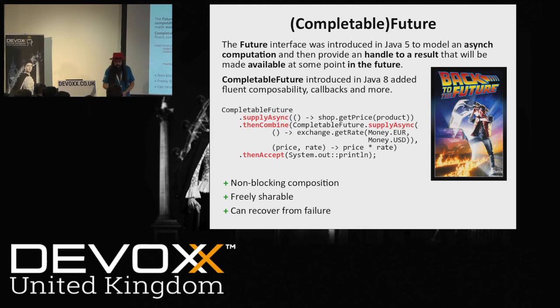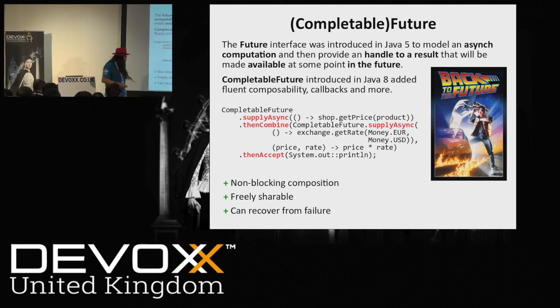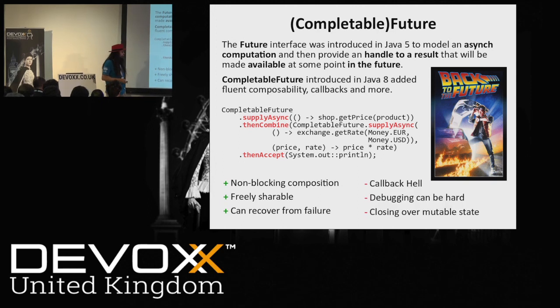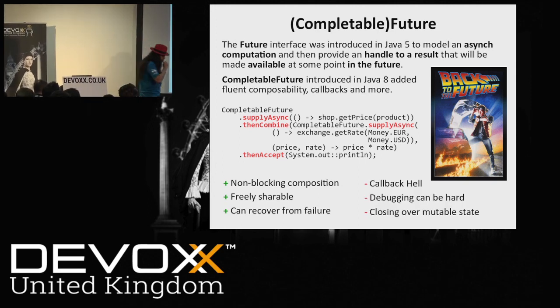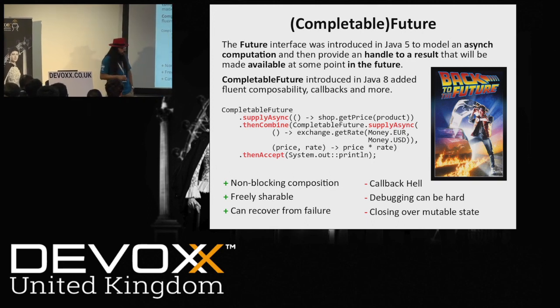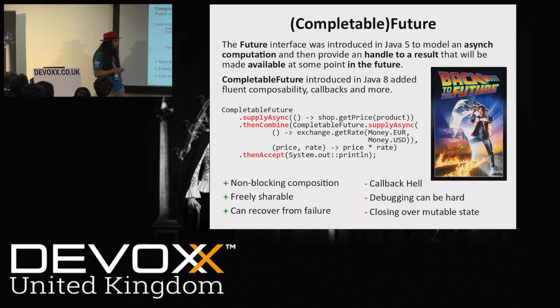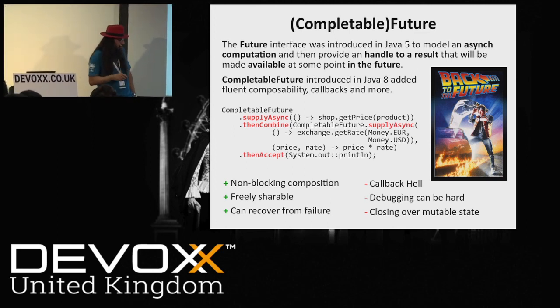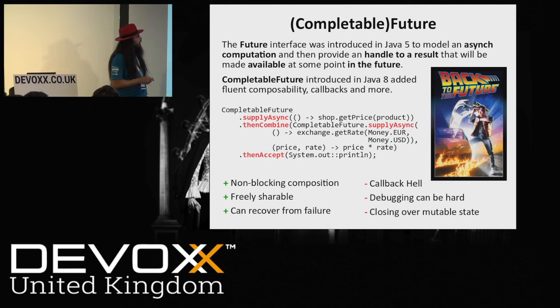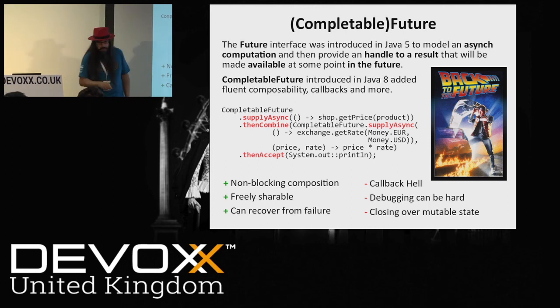So the advantage of this solution is that you have non-blocking composition that is quite natural. The future can be freely shared among different threads, and it's quite easy to recover from failure because it's built into the CompletableFuture API. The drawback is that you have some callback hell, as you can see. You have lots of function callbacks, etc. And debugging can be hard, and you have some problems if these closures are written against some variables that are outside the scope of this lambda expression.